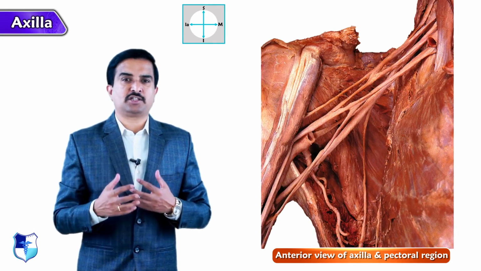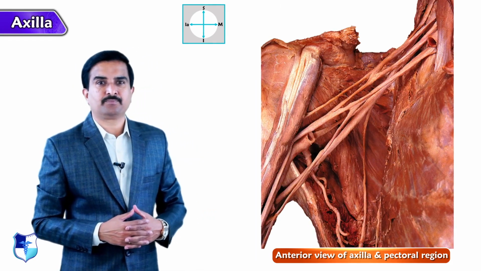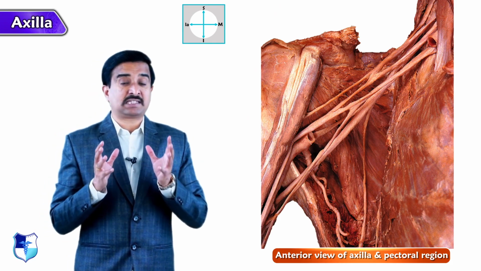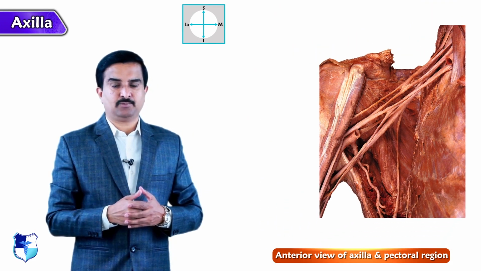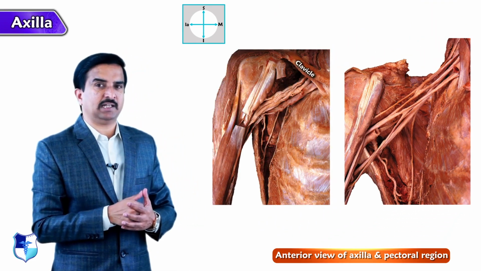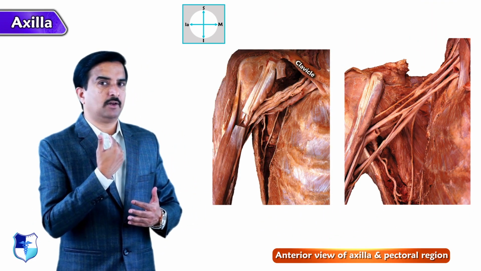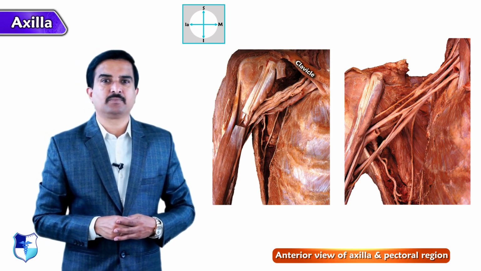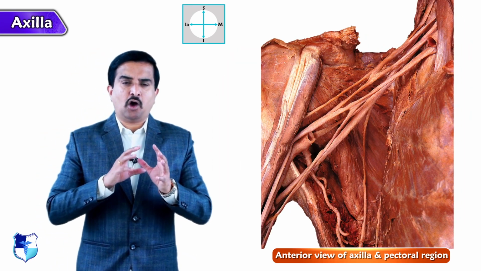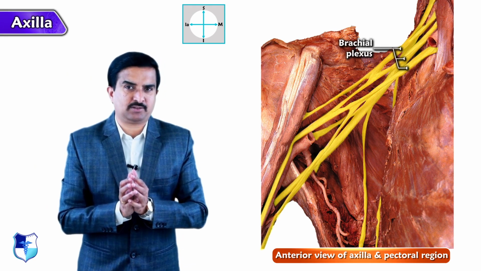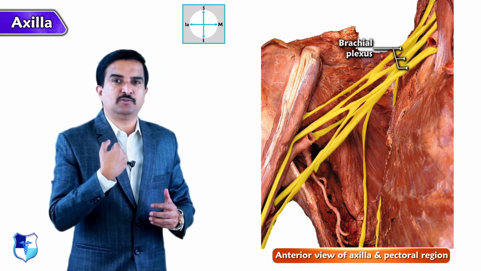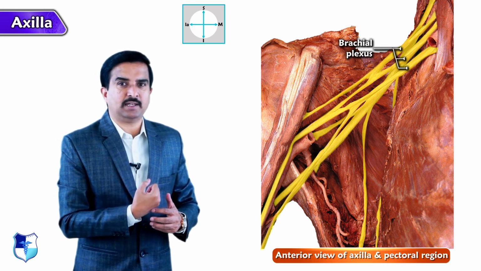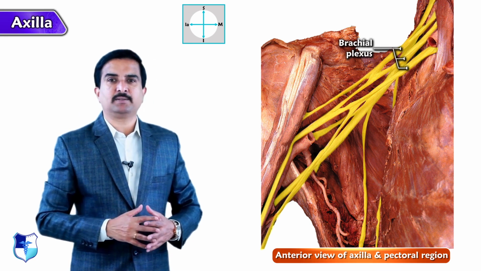Now let us concentrate on another image here. This is the image of the same specimen, but after removal of the clavicle. You could compare these two images very clearly. One is with the clavicle, another one is after removing the clavicle. Now, all the components of the brachial plexus are well appreciated in this image after the clavicle is removed, because the brachial plexus travels behind the clavicle, right?